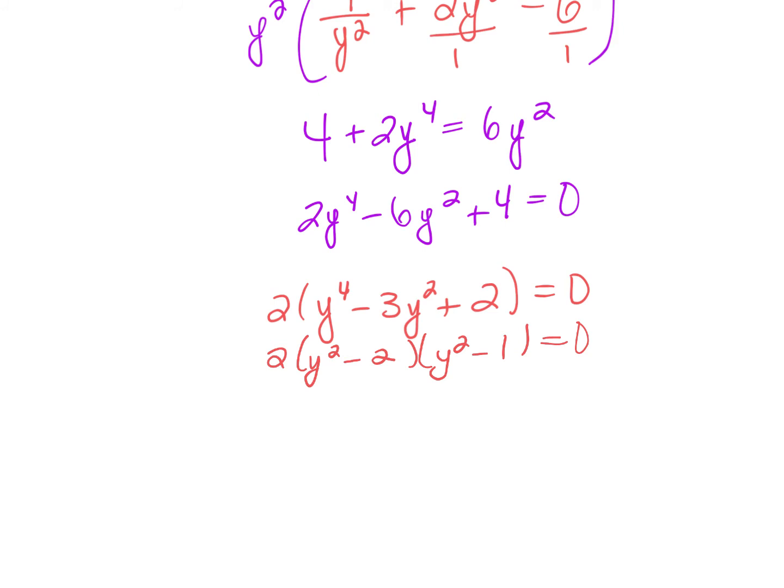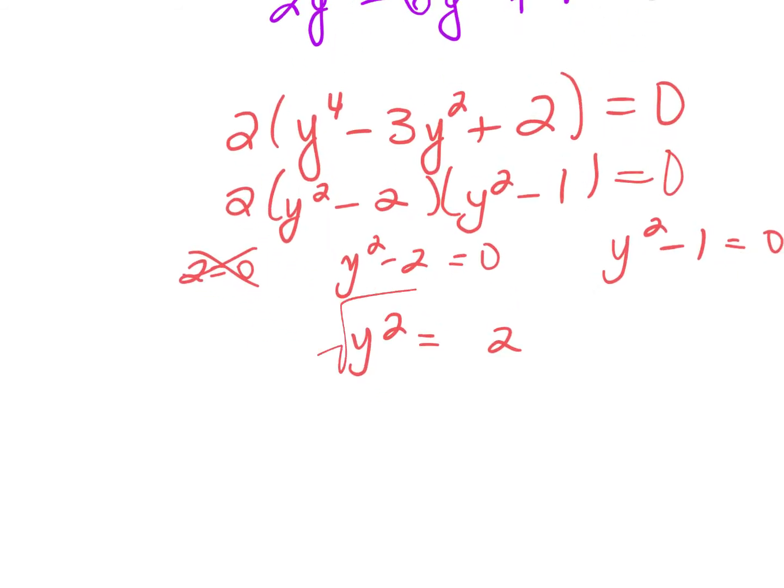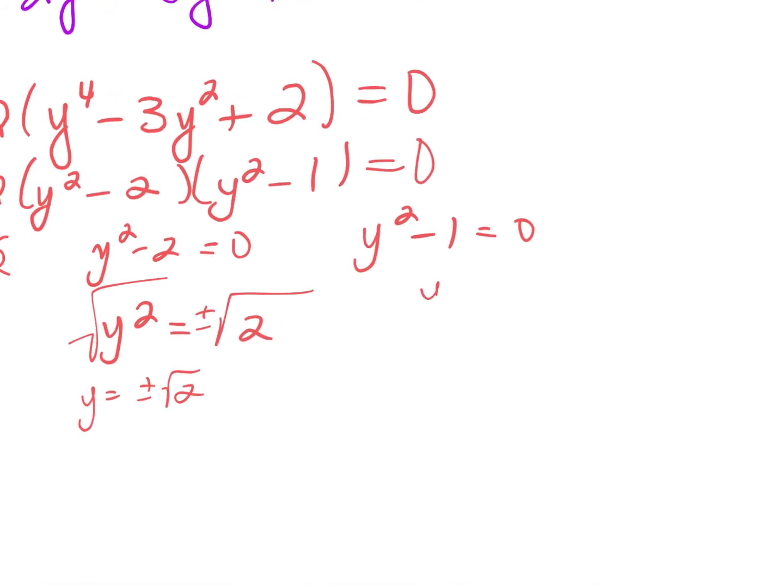Good. So set each piece equal to 0. 2 equals 0. It's not true. y squared minus 2 equals 0. y squared minus 1 equals 0. If I move 2 over, this becomes y squared equals 2, right? So what does y equal? Plus or minus square root of 2. All right, no big deal. You got a square root, no big deal. Here, I move the 1 over. I get y squared equals 1, square root. I get y equals plus or minus 1.